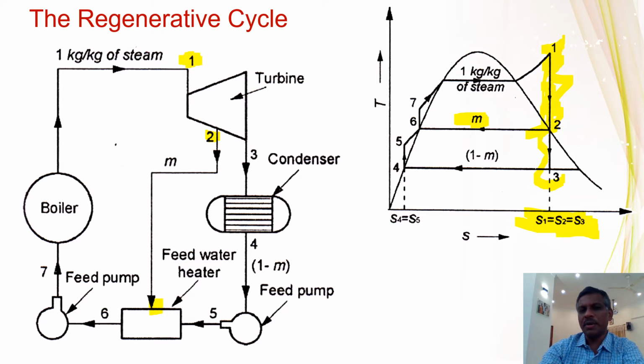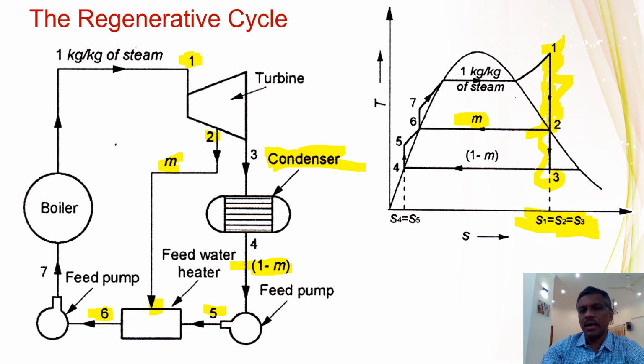So this is the schematic diagram, and you can see how it is represented in the TS diagram. Only 1 minus m comes to the condenser because m is taken out, and 1 minus m kg of steam comes to the condenser, and the same goes to the feed water pump here. At point 5 also 1 minus m kg comes, and from point 2, m kg comes. So 1 minus m plus m, what goes out from 6 is 1 kg, because the m will be added with 1 minus m, so you will have 1 kg at point 6.